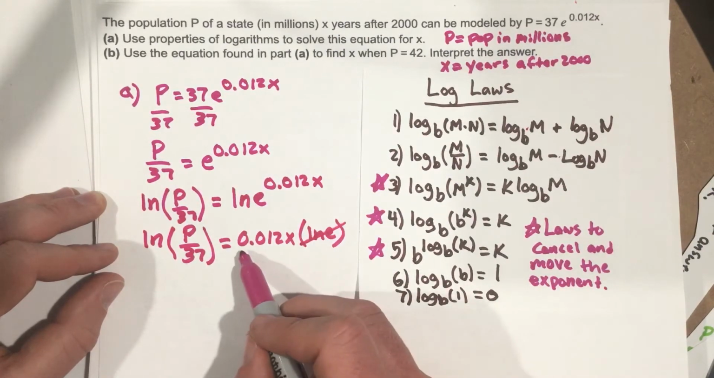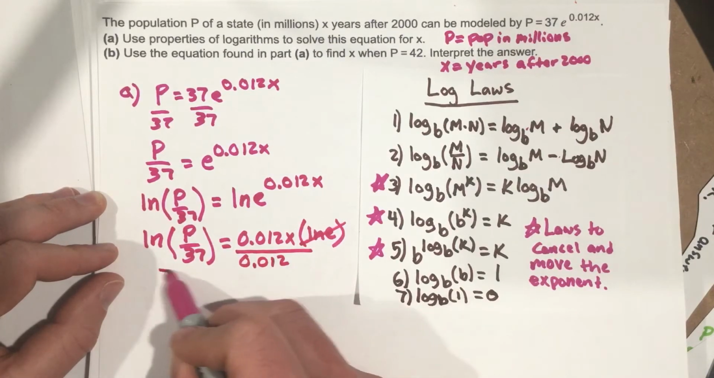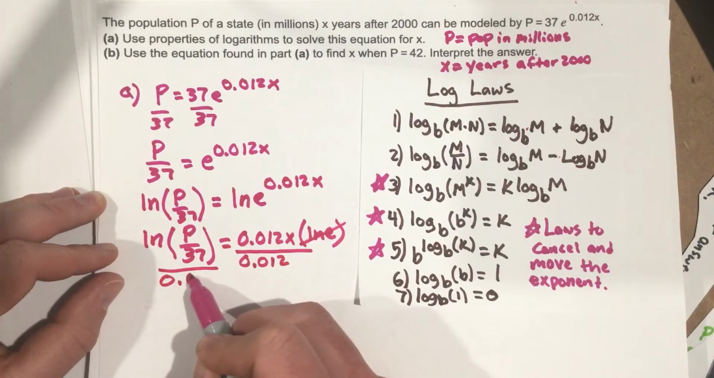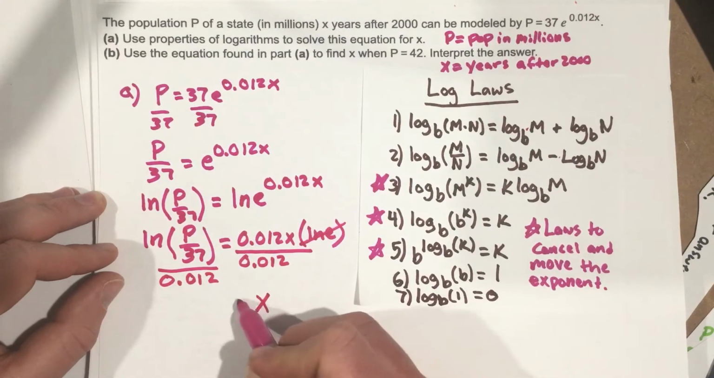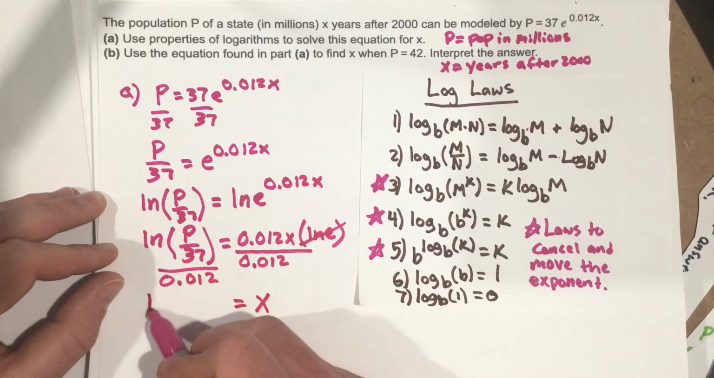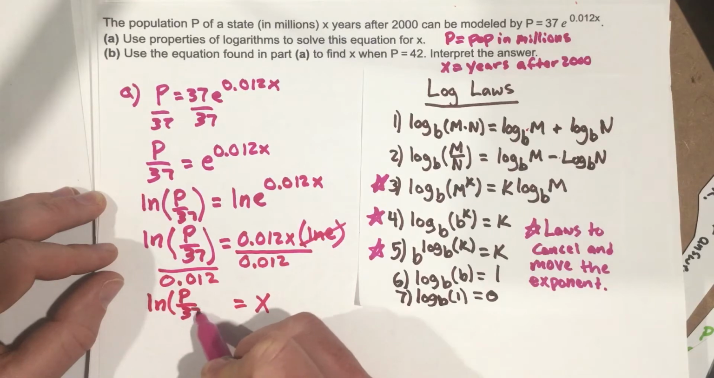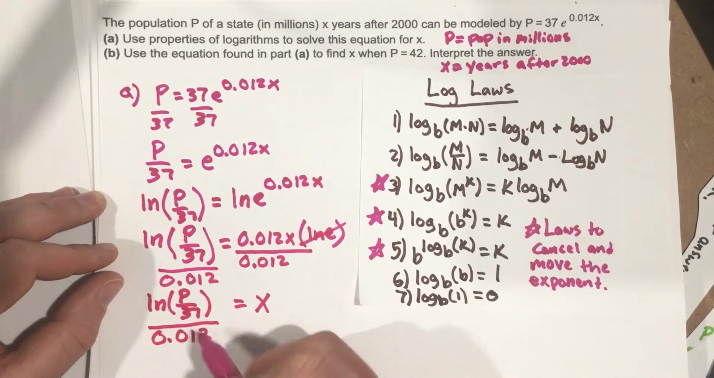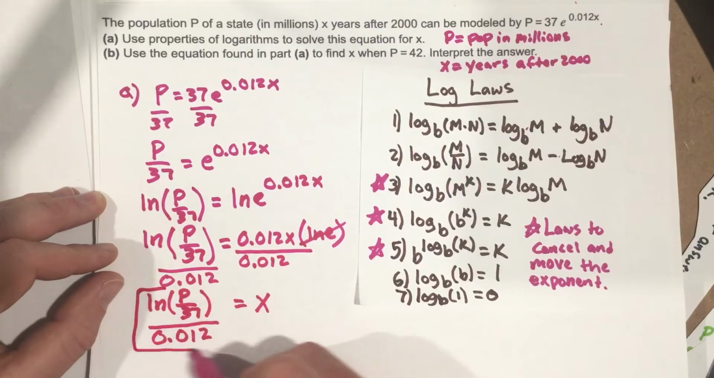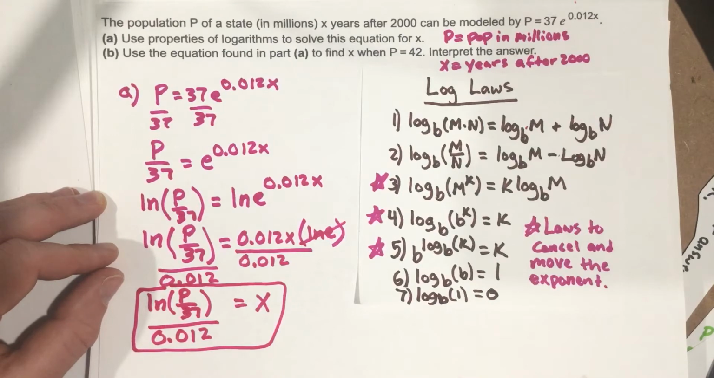And now I'm going to divide each side by 0.012. And so x is going to equal the natural log of P over 37 all over 0.012. So that is part A.